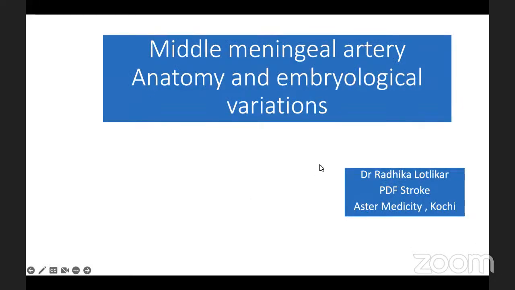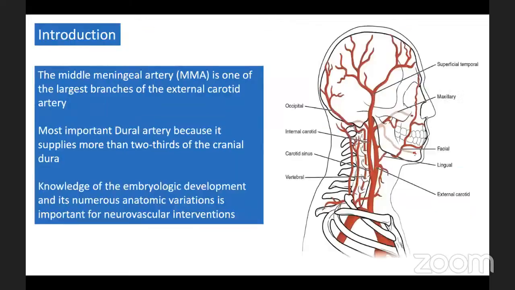Okay. So my topic today is middle meningeal artery anatomy and embryological variations. The middle meningeal artery is one of the largest branches of the external carotid artery and the most important dural artery because it supplies more than 2/3 of the cranial dura. Knowledge of its embryological development and numerous anatomic variations is important for neurovascular interventions.